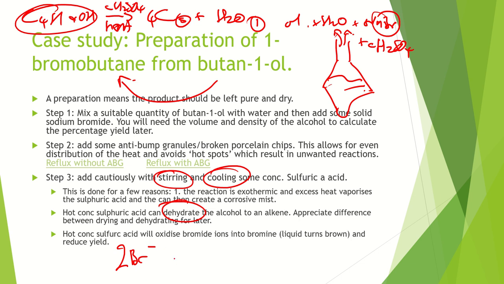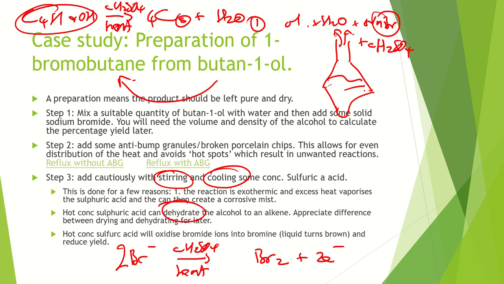If the concentrated sulfuric acid gets too hot, a different reaction will occur, and your bromide ions will get converted into bromine. They will get oxidized. You can see there's a loss of electrons here. Okay? You need to avoid that reaction happening. So there's your three reasons why you want to add the conc sulfuric acid slowly and with stirring.